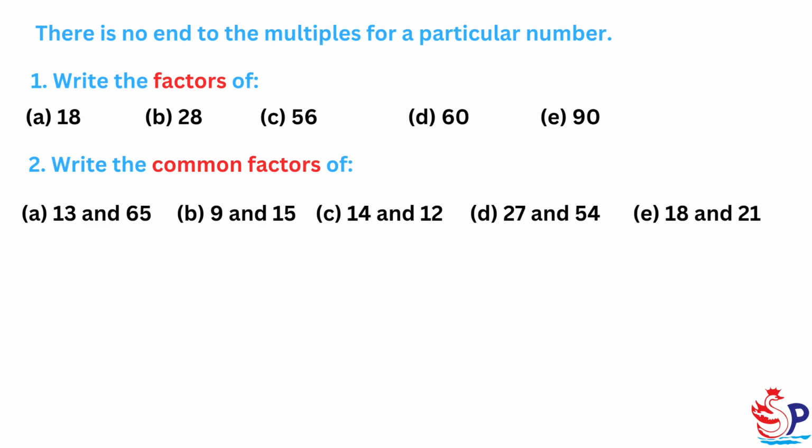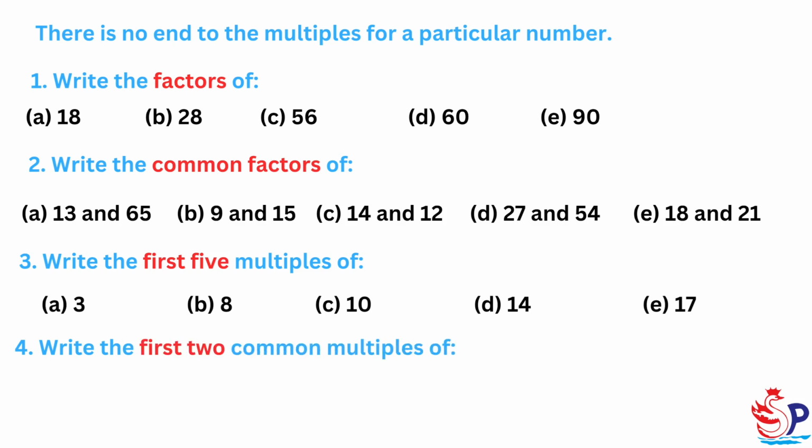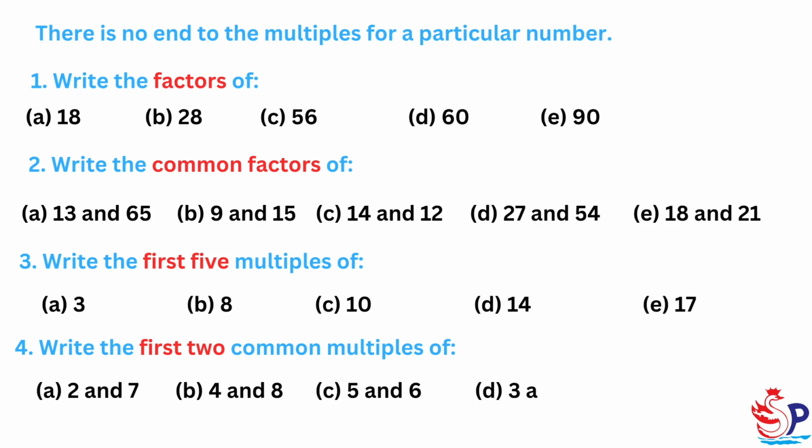e. 18 and 21. 3. Write the first 5 multiples of a. 3, b. 8, c. 10, d. 14, e. 17. 4. Write the first 2 common multiples of a. 2 and 7, b. 4 and 8, c. 5 and 6, d. 3 and 5, e. 4 and 3.